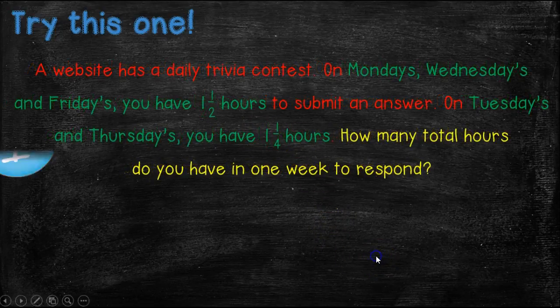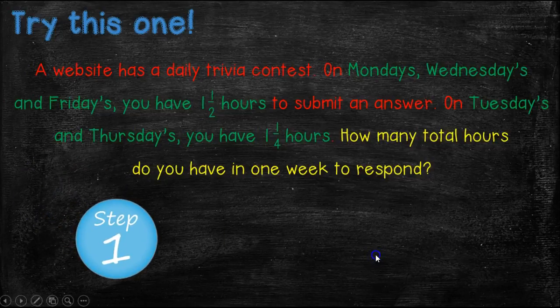So what do we need to figure out first? Step 1. We're going to do 3 times 1 1/2. Why are we doing 3? Because I just see 1 1/2 and I see 1 1/4, and sometimes you guys just tend to see the numbers and think, oh, well, we're multiplying fractions this week, so I'm just going to multiply those together. If you did that, you would have gotten the wrong answer. The reason I'm multiplying 1 1/2 by 3 is because Mondays, Wednesdays, and Fridays, so 3 days of the week, you have 1 1/2 hours to respond.